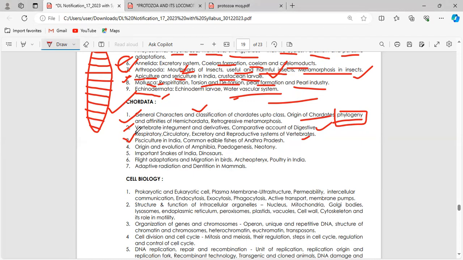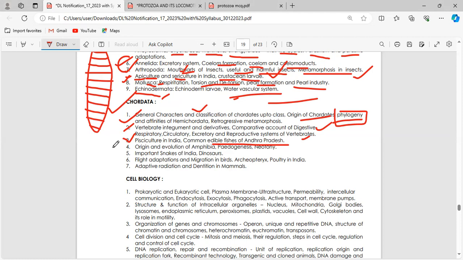And one more thing is common edible fishes of Andhra Pradesh. They didn't focus on anything about India, common edible fishes of India, but they have focused only on Andhra Pradesh. So you have to read. It is very easy for you to remember all those edible fishes, not all the fishes, only edible fishes, particularly in Andhra Pradesh. So it is very important. You can easily crack the questions that arise from the edible fishes of Andhra Pradesh.